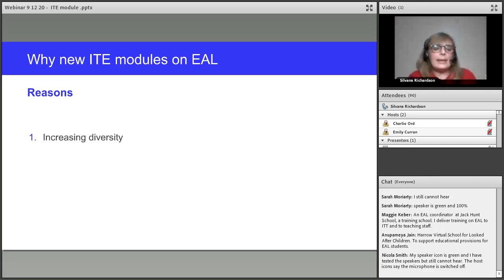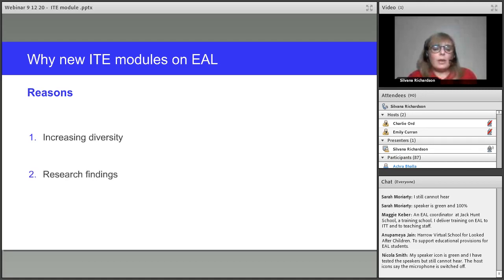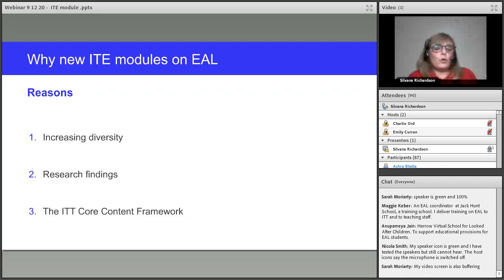So number one, the increasing diversity that we find in many schools all over the country. Number two, research findings from a study that we commissioned at the Bell Foundation and that was published 2 years ago on ITE in EAL. And finally, the launch of the ITT core content framework over a year ago now.